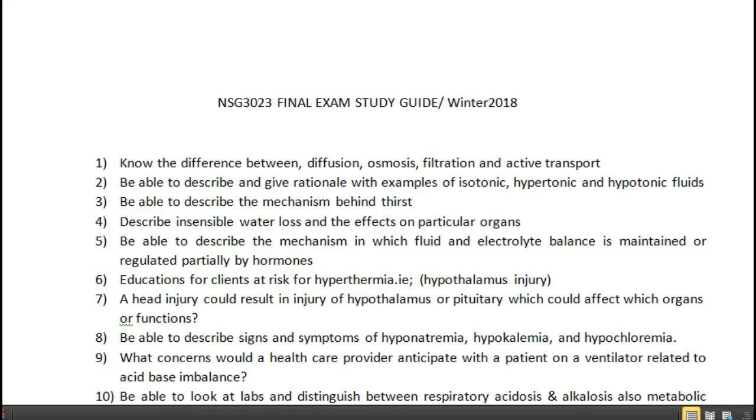Number one, you need to know the difference between diffusion, osmosis, filtration, and active transport. Diffusion is passive movement of electrolytes or other particles from an area of higher concentration to an area of lower concentration.